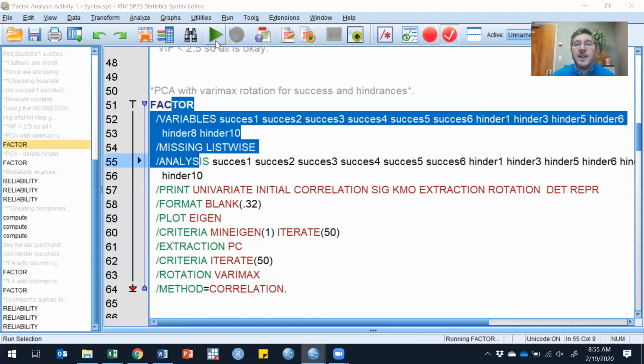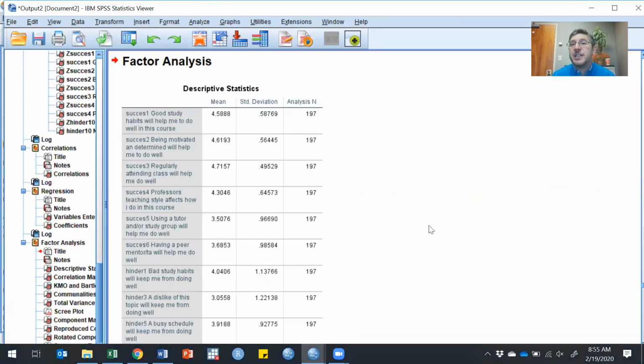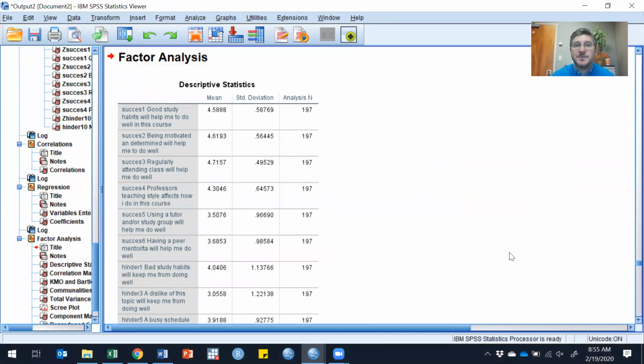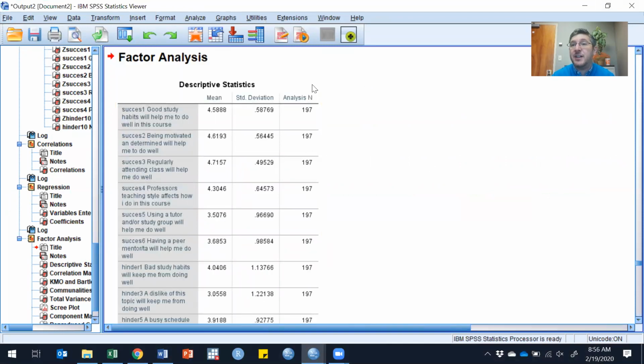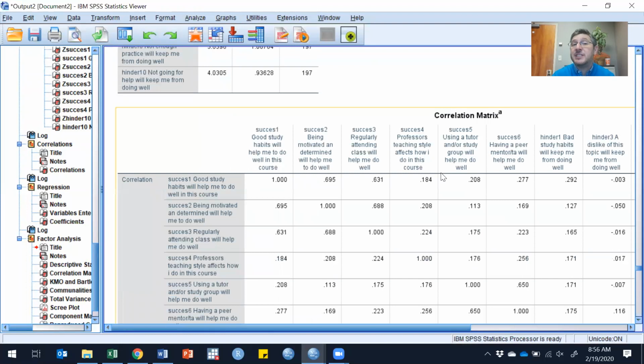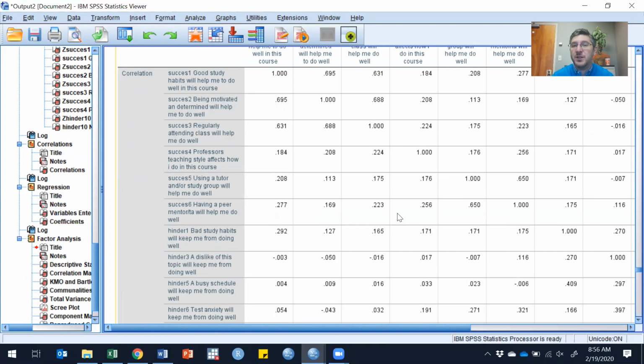So we'll run our factor analysis syntax and sort of walk through it. So the first thing we get here are our descriptive statistics on our items. We see we had 197 observations in the sample. Remember, 3 people had missing data, so they were dropped from the analysis. Here's the same correlation matrix. I think this was actually a little bit easier to read than the standard one SPSS prints. So you can kind of peruse it, making sure that there are adequate correlations.